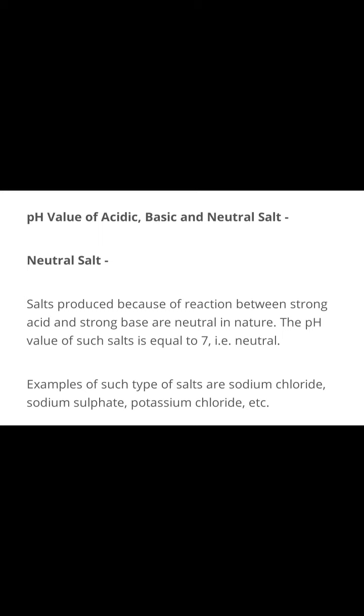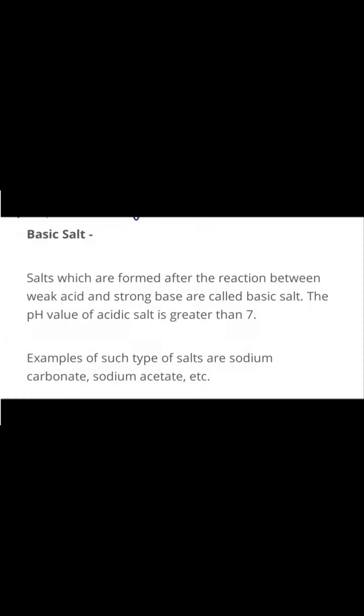Salts which are produced because of the reaction between strong acid and strong base are neutral in nature. And you know now the pH value. The pH value of the neutral is always equal to 7. Examples for the neutral salts are sodium chloride, sodium sulfate, etc.